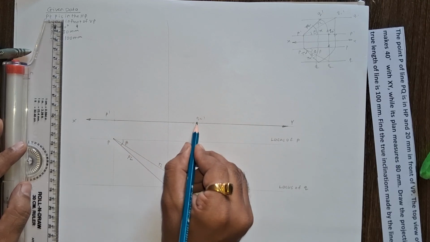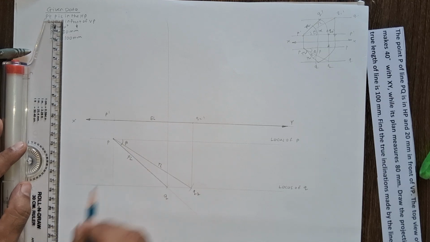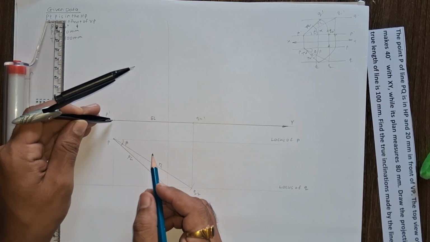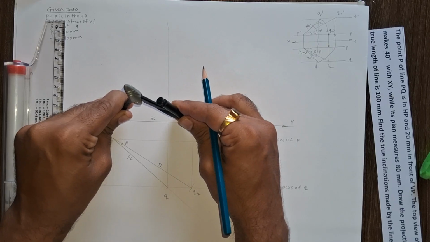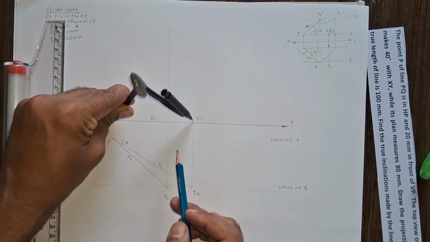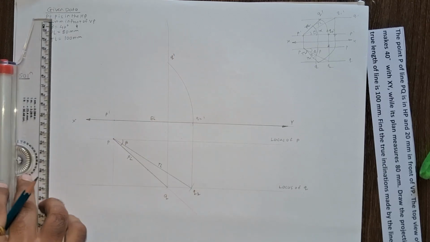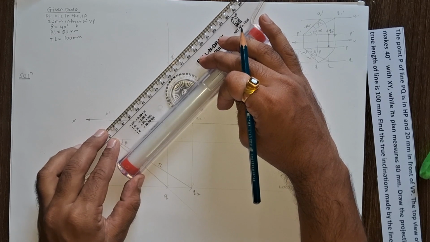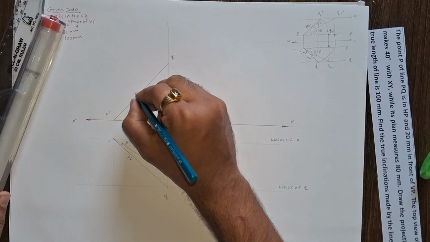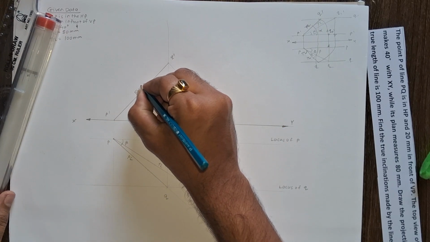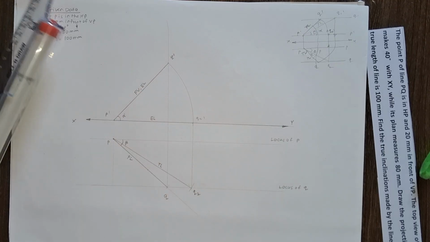This P dash to Q2 dash distance is nothing but the elevation length distance. Now take this elevation length distance with P dash as the center. From P dash, measure the distance and mark an arc on this vertical line. So here I'll get the Q dash point. If you join P dash and Q dash, we will get the front view. It is called the elevation line. This angle is called the alpha angle.